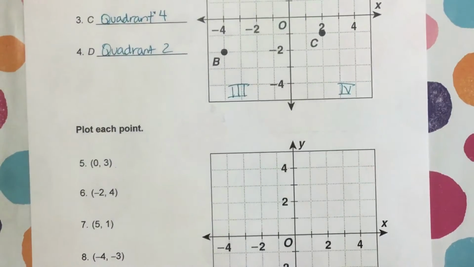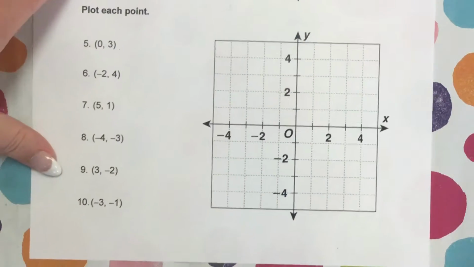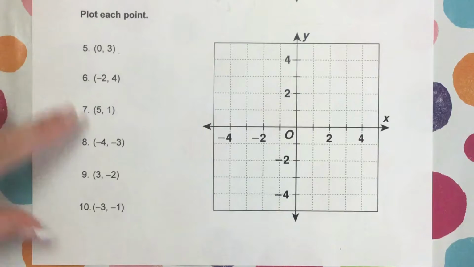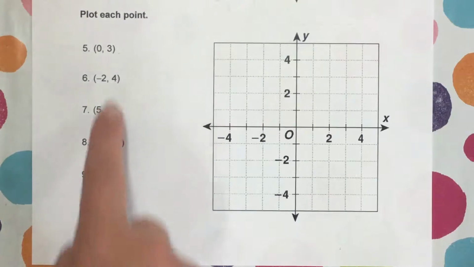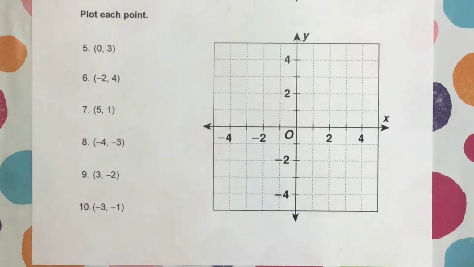Okay, so for this section, we're going to be plotting points. There's a variety of points. We have 5 through 10. I'm going to go ahead and do the first 2 together, and then I want you to do 7, 8, 9, 10 on your own.